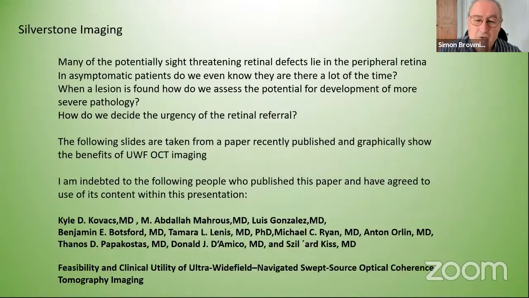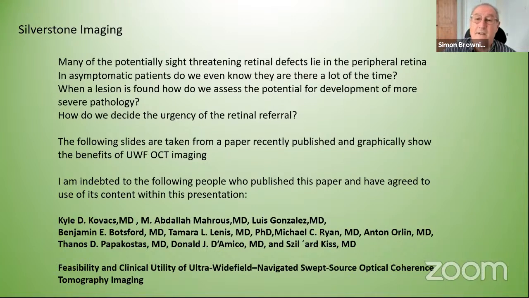So I want to look at Silverstone imaging now, because this is, to me, really, really exciting, because many of the sight-threatening retinal defects lie in the peripheral retina, and often in asymptomatic patients, do we even know they're there a lot of the time? So many times I've seen patients with peripheral pathology who've had many, many eye exams in the past, and they've never been told about things that are there.